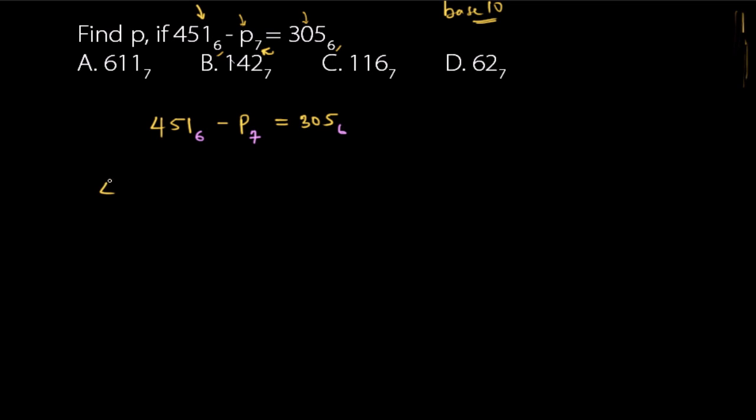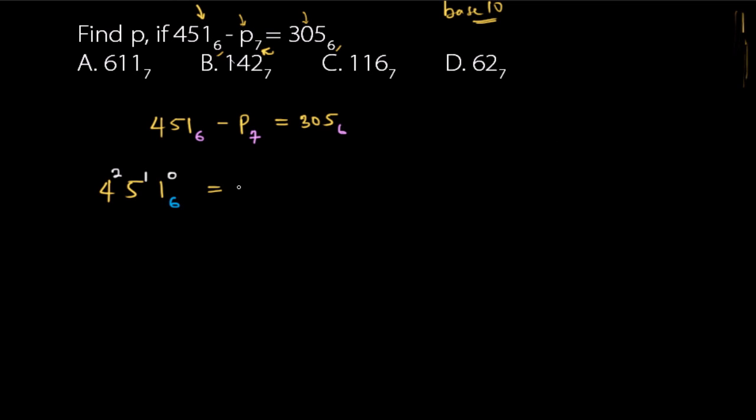So what I have is 451 base 6. To convert this to base 10, the best thing you can do is label all the digits you have here. You start from the right-hand side and move to the left. The number you start with is 0, so do not start with 1. You start with 0, 1, 2.